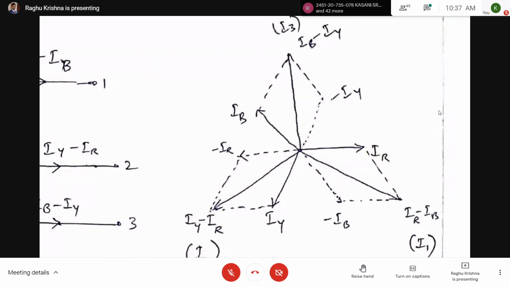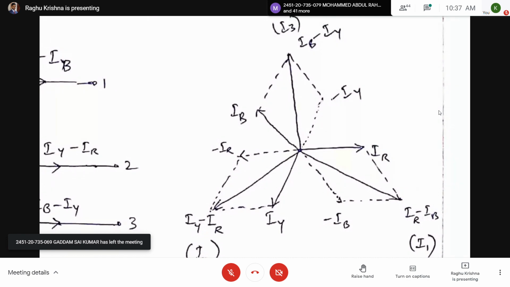If the phasors are rotated in the anti-clockwise direction, first IR will come. Next, which phasor will come? IY must come. So first, draw IR in the horizontal plane. IR is a phasor which represents the phase current. Next, with 120 degrees, draw IY in the clockwise direction, and after 120 degrees, draw IB. So you have drawn IR, IY, IB.